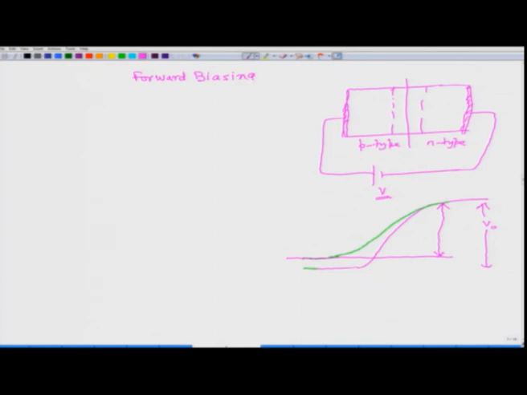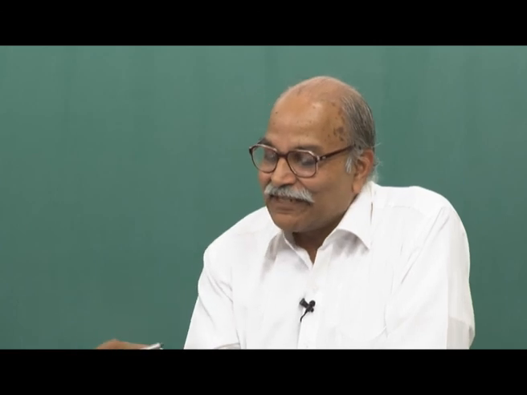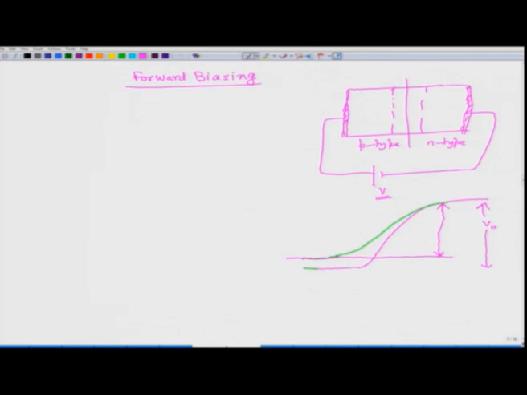Biasing is when you externally try to influence it. You are biasing P region over N region or N region over P region. So, connecting this battery or this voltage source is known as biasing, and this type of biasing where the positive of the battery is connected to the P type and negative is connected to the N type, is known as forward biasing. And in this forward biasing, what happens? The potential barrier height is decreased, and also the width of the depletion region.